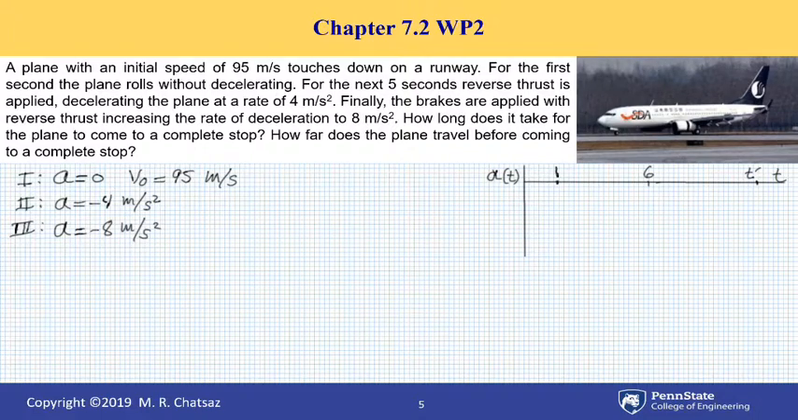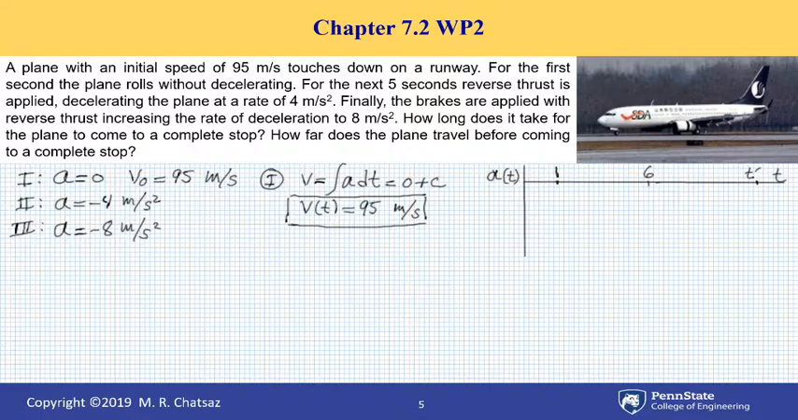Now recall that acceleration is the derivative of velocity, therefore velocity is the integral of a dt. Since acceleration is 0, velocity is going to be 0 plus c, and since initial velocity is 95, velocity as a function of time during the first second is still 95 meters per second. Then let's continue to phase 2.